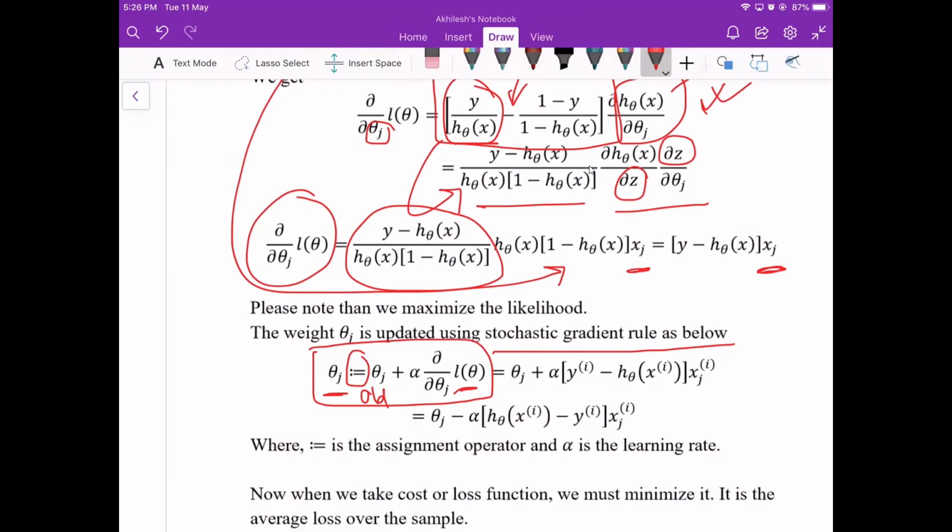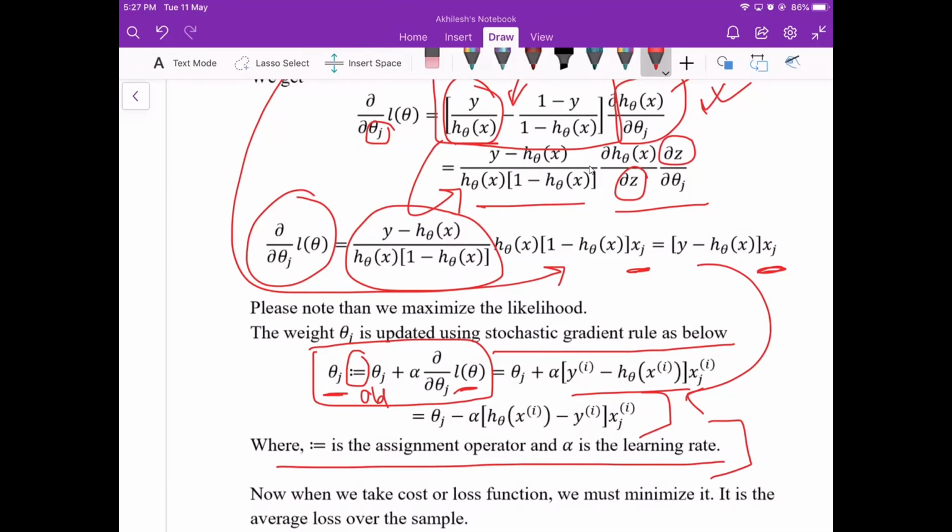Okay, so we'll put those things over here. Just take the minus outside, then it becomes y minus h theta, and i indexes all the training instances. For one-by-one training, for each training instance we have to perform this and update theta. And alpha is the learning rate, so we have to adjust alpha accordingly, otherwise it will jump here and there.